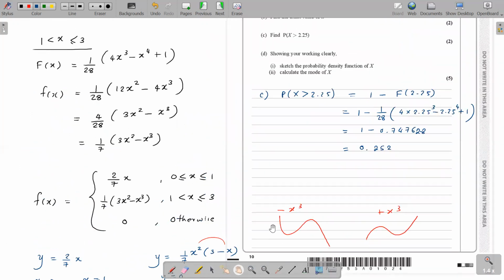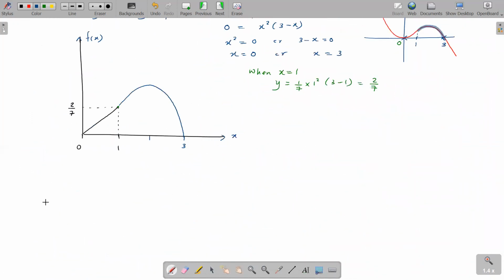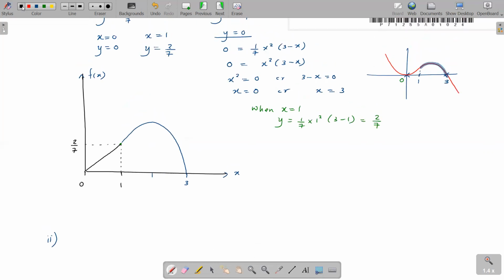Then moving on to the last part, calculate the mode of X. So what is the mode? Mode is the x value that gives the highest y value in your graph. Are you aware? So in this graph, I think you can see clearly the mode is at the turning point, at the highest point. So what's the turning point? Can you all get the turning point? Shall we find it manually?